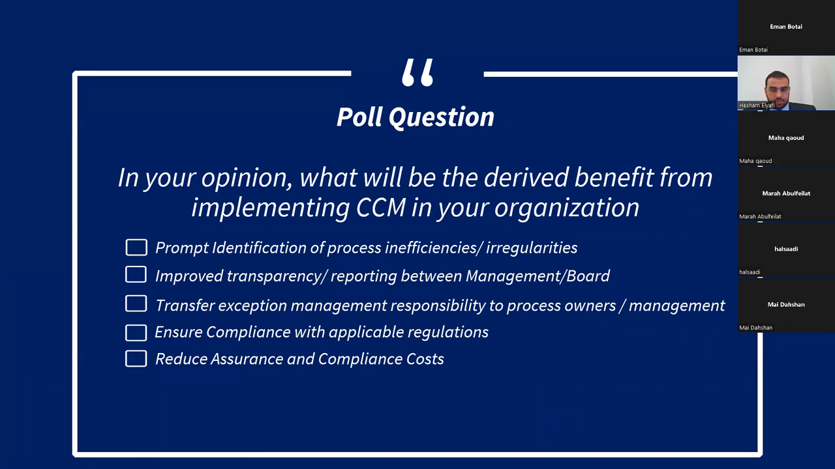We've got 3, 1, 1, 1, 1 and 2, 5, 1, 2, 1. So mainly it goes to option 1. So most of you say that this will help you promptly identify process inefficiencies and irregularities, which again is a very valid point. And mainly when we talk about continuous control monitoring, this is the derived benefit that everybody thinks of.